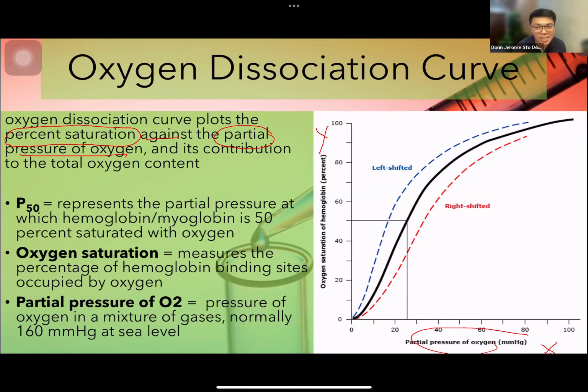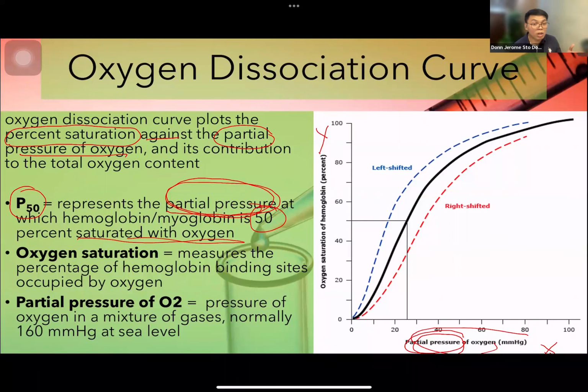In discussing the oxygen dissociation curve, we need to remember several terms. First is your P50. P50 is like the Km in enzymes. P50 represents the partial pressure, please take note, the partial pressure at which hemoglobin or myoglobin is 50% saturated with oxygen. Next, oxygen saturation. It measures the percentage of hemoglobin binding sites occupied by oxygen.